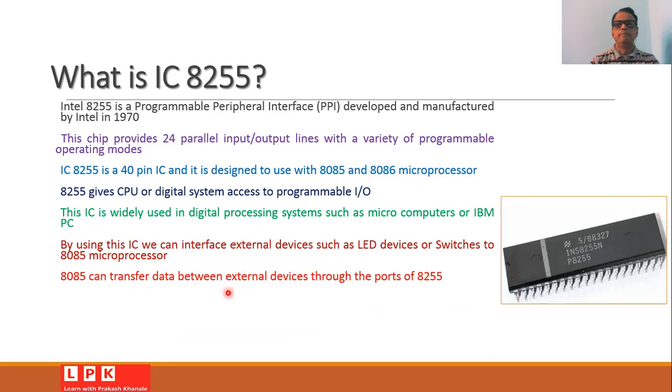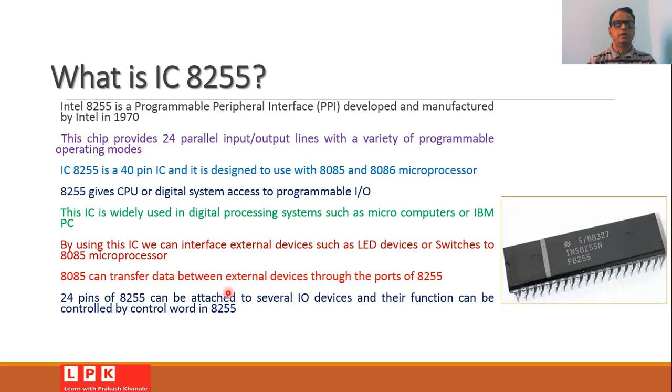8085 can transfer data between the external devices, and this transfer of data takes place through the ports available with the IC 8255, called the IO ports or input-output ports. There are 3 ports, and every port has 8 pins, and therefore there are 24 pins available with the IC 8255, and these pins can be attached to several IO devices. Whenever we attach several IO devices, their function can be controlled by using the control word in the IC 8255.